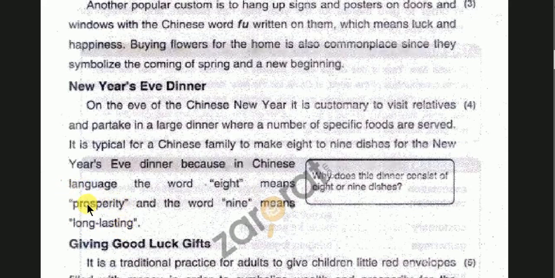Prosperity means happiness. When there is too much wealth, when there is too much food and every facility of life, it is called prosperity. And the word 9 means long lasting. Long lasting means it will last for a long time, it will not end in a short time. You can say these food they prepare with the number 8 and 9 dishes, and this symbolizes that there will be lot of food the whole year, and the whole year they will use the food. There will be no shortage of food if they prepare 8 or 9 dishes.